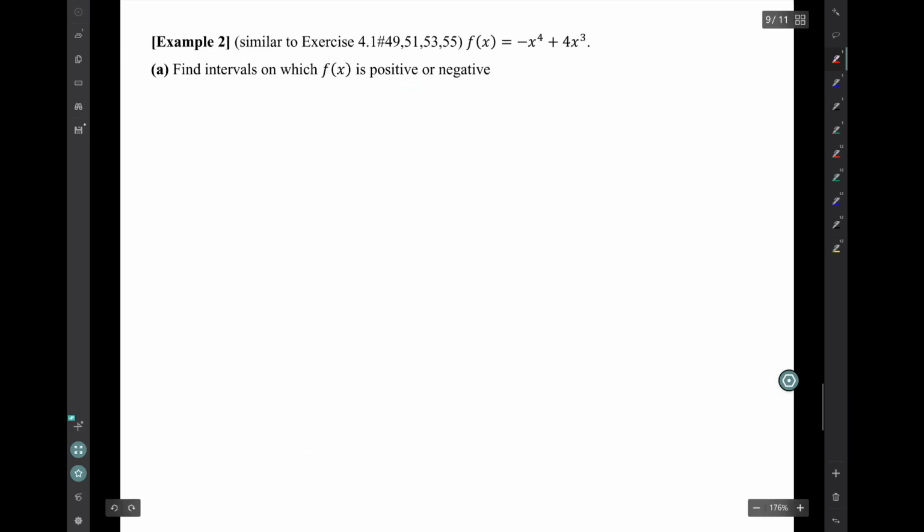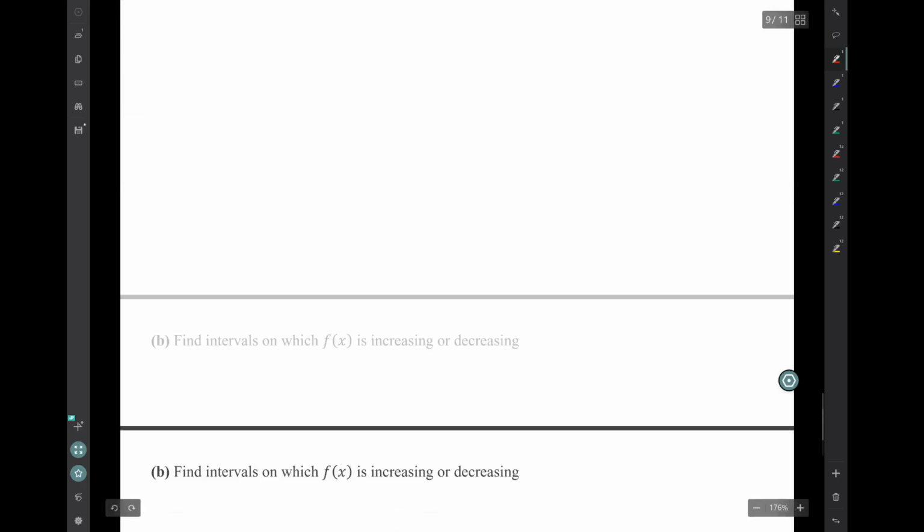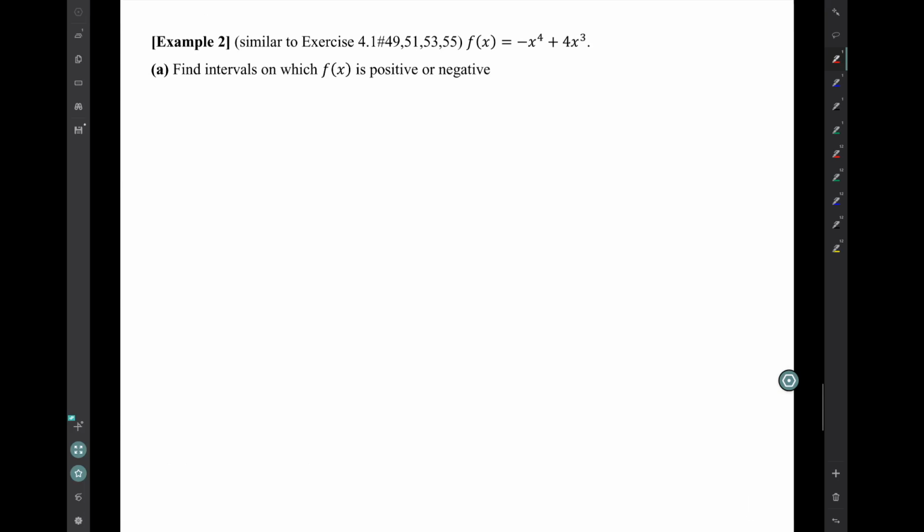Let's go on. Example 2 is the same kind of problem and the same questions. Question A, find the intervals on which f is positive or negative. And question B, find the intervals on which f is increasing or decreasing. So we'll have the same strategy for question A. We're going to find the sign chart for f of x and use that to answer the question.